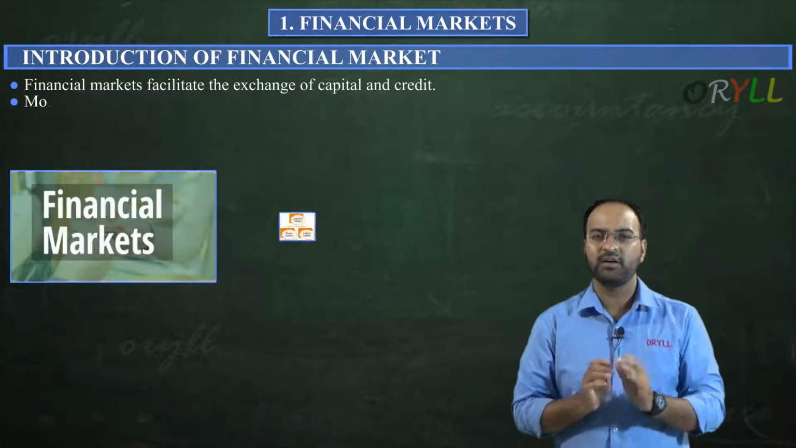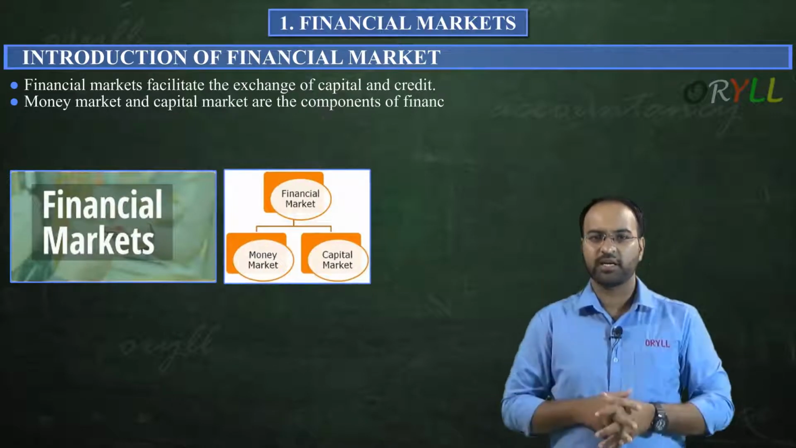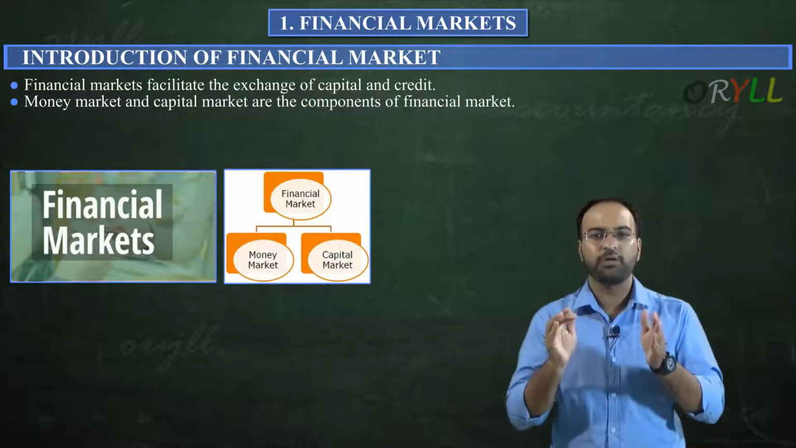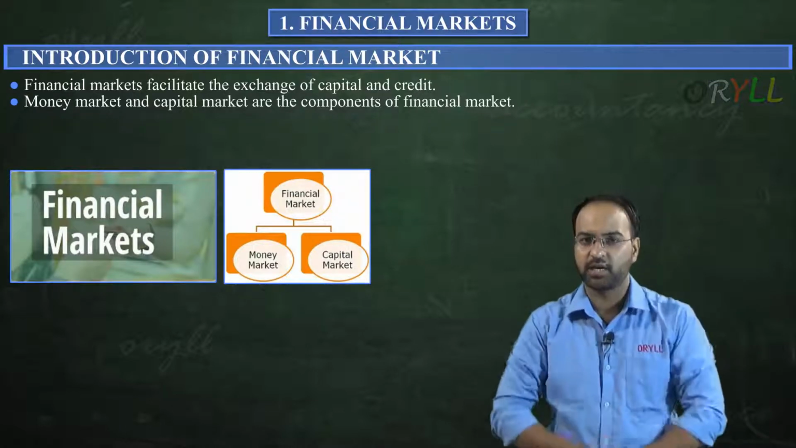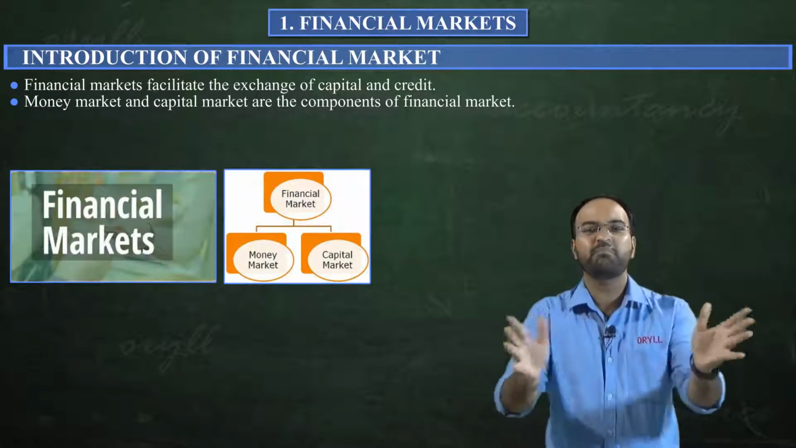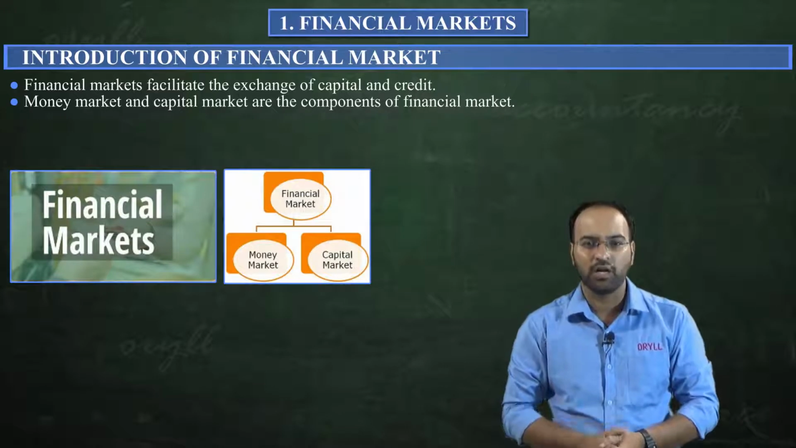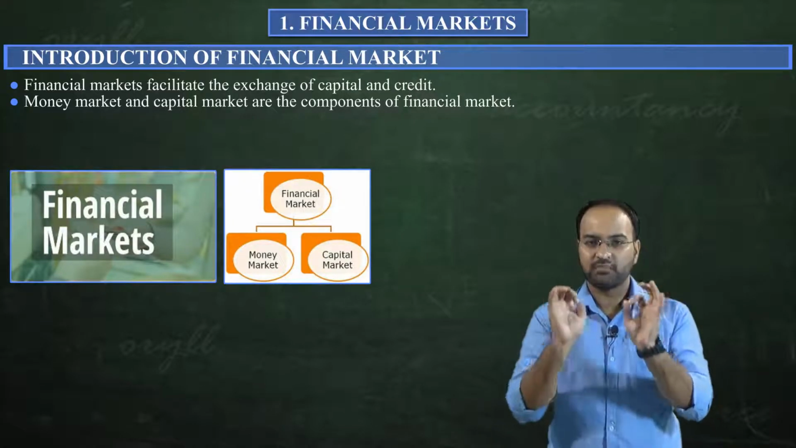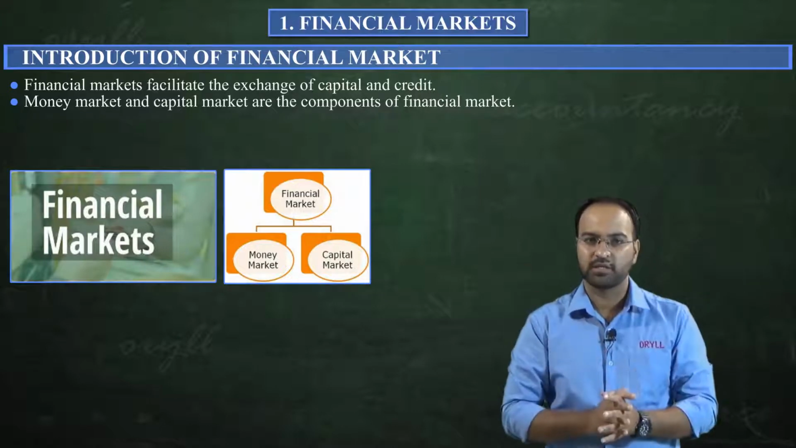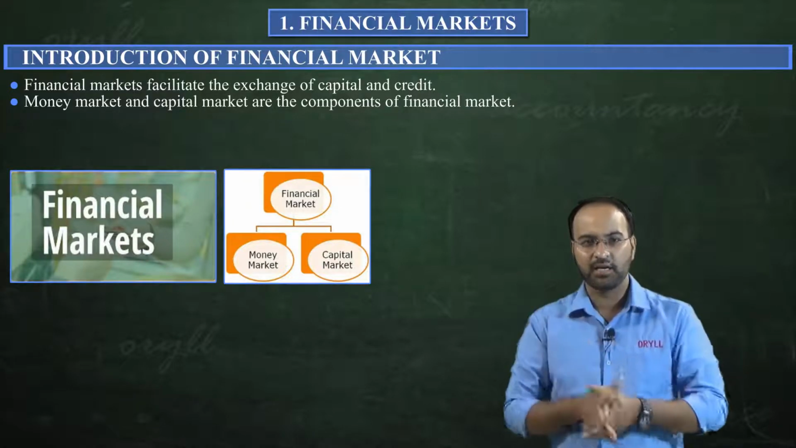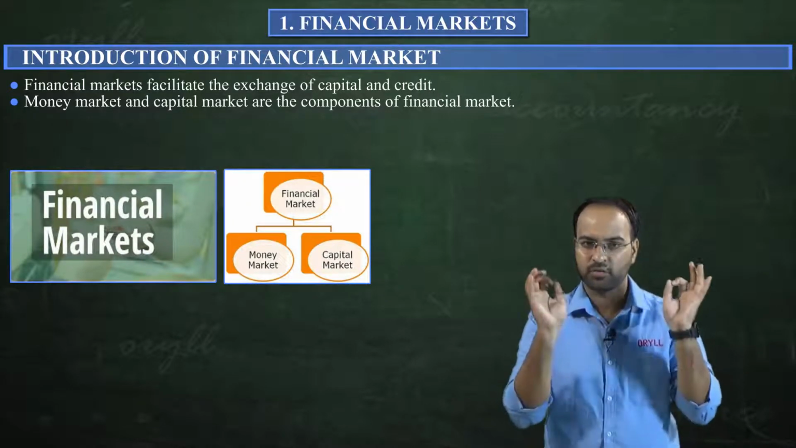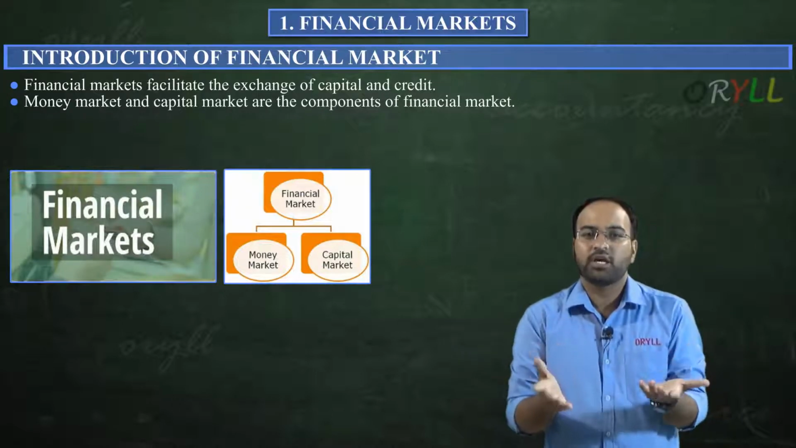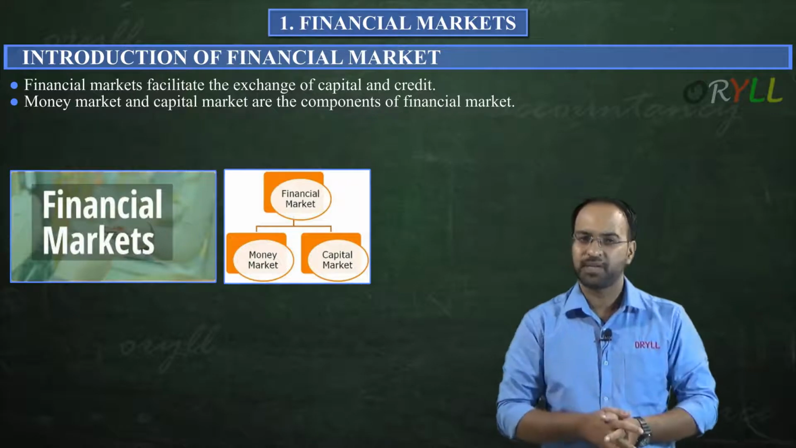Now understand, when you are entering this market, you will find two different sub markets. Whenever you enter this financial market, you will find two sub markets, and these are called capital market and money market. So financial market has two components, money market and capital market. Remember, money market and capital market are the components, or sub markets, of financial market.